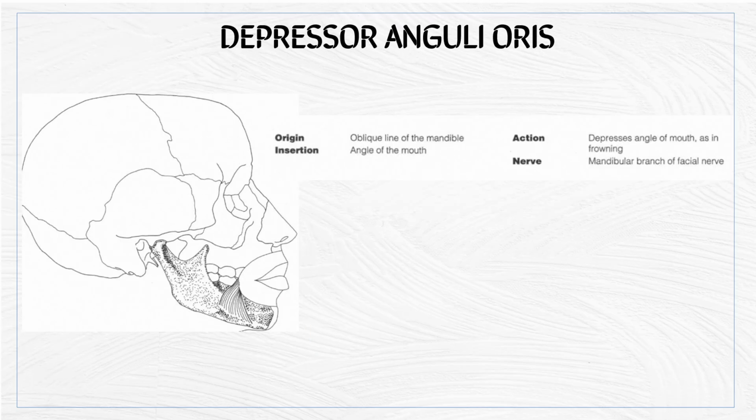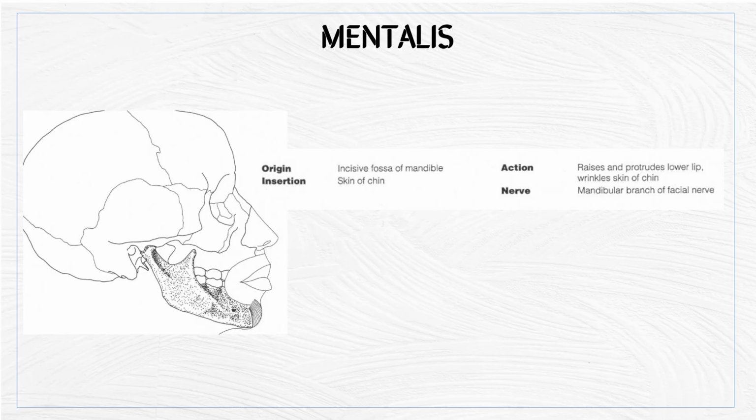Then the depressor anguli oris originates from the oblique line of the mandible and gets inserted into the angle of the mouth. So it depresses the angle of the mouth, and this is the frowning muscle, supplied by the mandibular branch of facial nerve. Then the mentalis is inserted in the skin of the chin in the center, and origin is from the incisive fossa of the mandible. It raises and protrudes the lower lip and forms wrinkles over the chin area. So the nerve supply is mandibular branch of facial nerve.